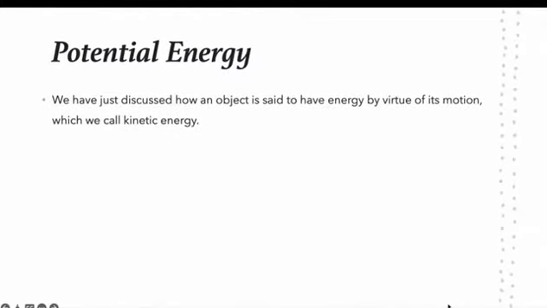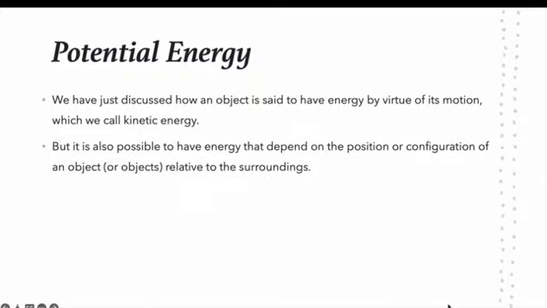Today we're going to be talking about potential energy, both gravitational and elastic. In an earlier video, we discussed how objects have energy because they're moving, and we call that type of energy kinetic energy. But it's also possible for an object to have energy depending on where it is located or its configuration around other objects or their surroundings. This type of energy is called potential energy due to its position.